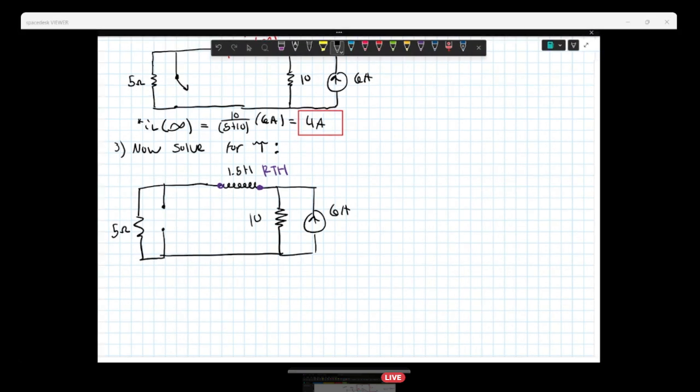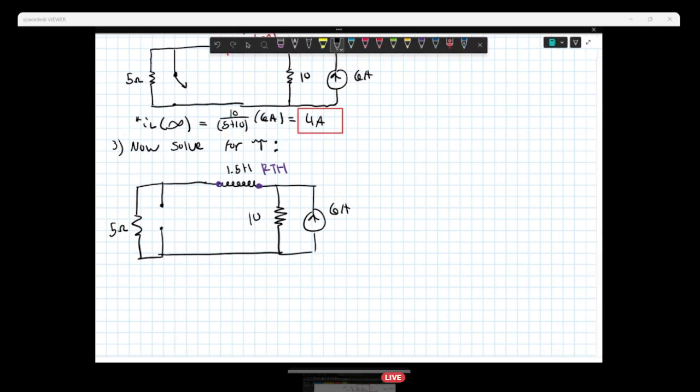What do you do to current sources to kill it? Open. Yeah, so you open it. So this is open now. And then what is R Thevenin?